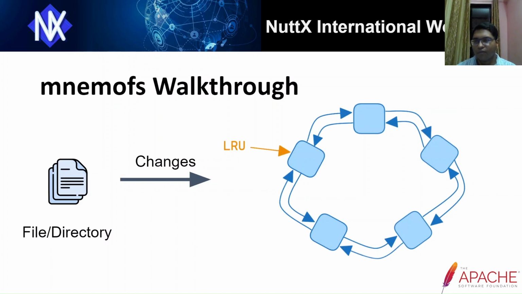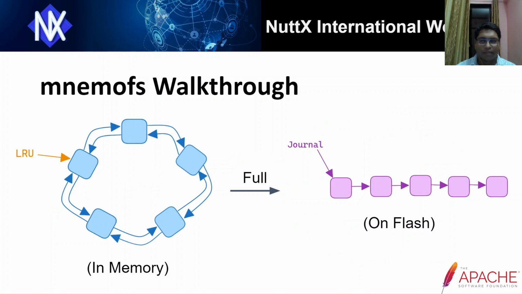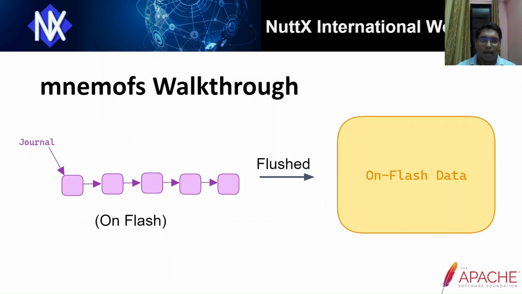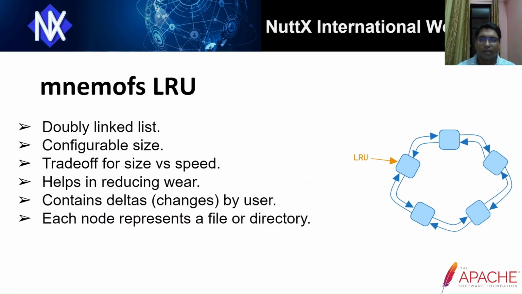So let's take a quick walkthrough of mnemofs. Any changes to a CTZ list, which is a file or directory, are noted down in the LRU, the least recently used cache. When this cache is full, a node is popped out of it and written to the journal. And when the journal is full, it's flushed onto the on-flash data. So let's take a look at this in detail.